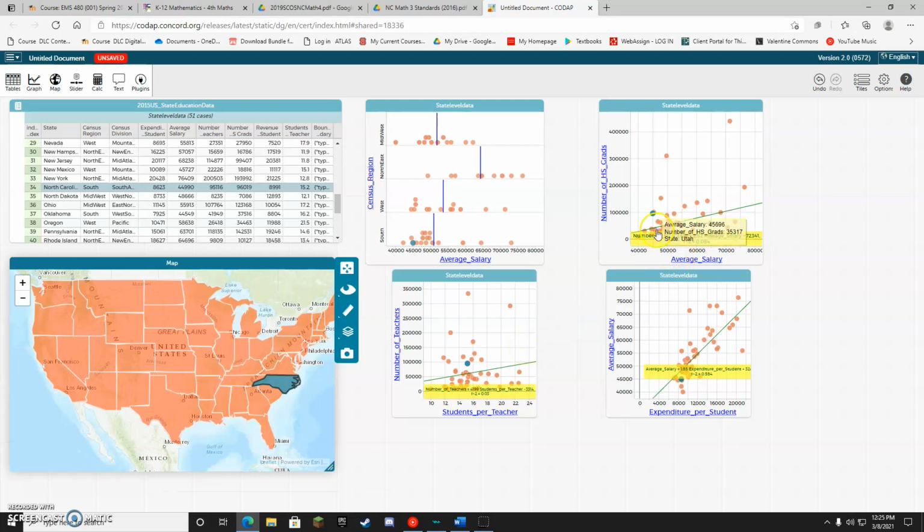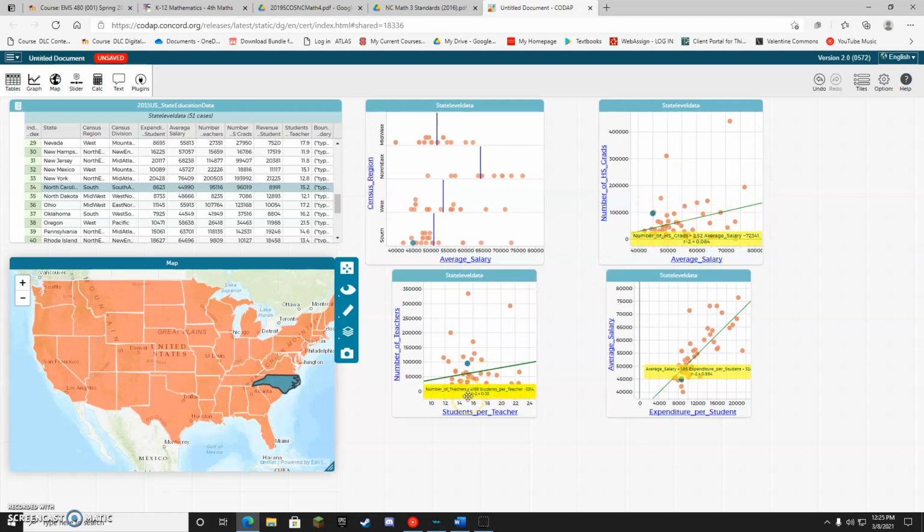So I decided to plot average salary versus number of high school grads to see if as the salary gets higher, the number of high school grads goes up, which I would assume would happen, but it doesn't really. There isn't really much of a relationship here. I mean, there's a very slight relationship, but as you can see, there's a huge outlier here. A lot of this does not fit the line.